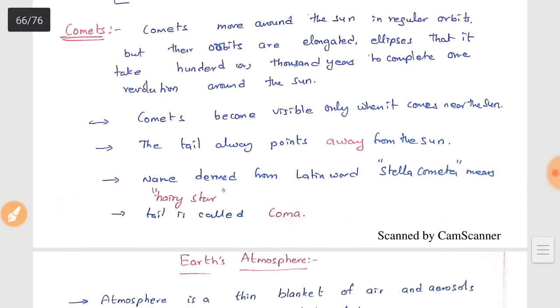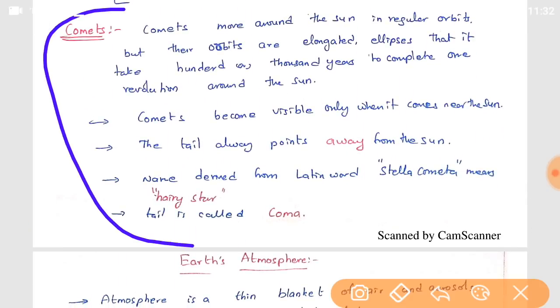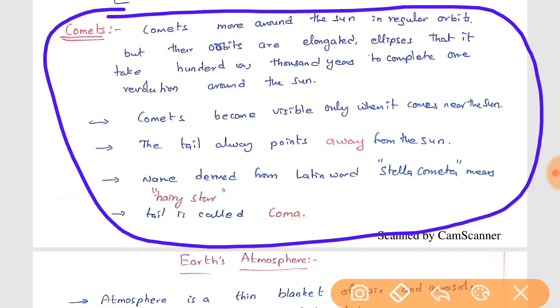The exception is comets. Comets are different from all these asteroids, meteors and meteorites. A comet is a planet-like object which revolves around the sun with a particular revolution time, friends. But these orbits are very elongated and very big, and it takes hundreds or thousands of years to complete one revolution around the sun. But we can calculate exactly at what time a comet comes, friends.